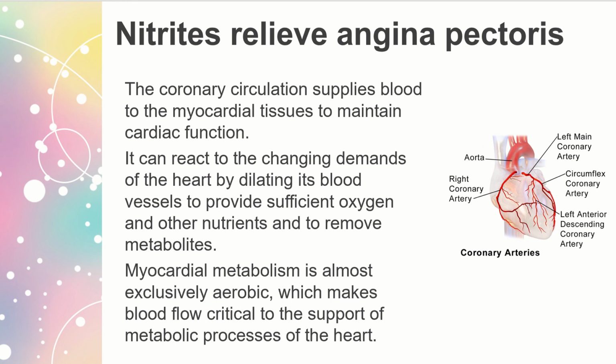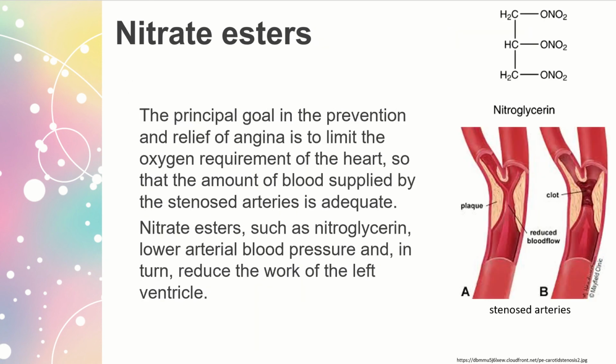All right, so continuing on this discussion, the coronary circulation supplies blood to the myocardial tissues to maintain cardiac function. It can react to the changing demands of the heart by dilating its blood vessels to provide sufficient oxygen and other nutrients and to remove metabolites. Myocardial metabolism is almost exclusively aerobic, which makes blood flow critical to the support of the metabolic processes of the heart. The principal goal in the prevention and relief of angina is to limit the oxygen requirement of the heart so that the amount of blood supplied by the stenosed arteries is adequate.